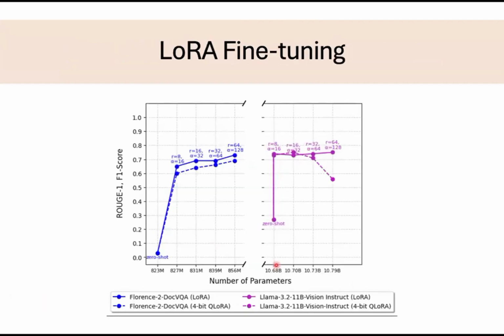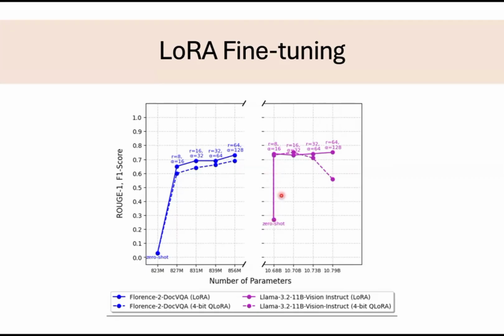In this graph, you can see that we have trained both the models with LoRA, the low rank adaptation, and also we tried to quantize them. The blue ones you can see are the Florence models, and the magenta ones are the Llama models. In the Florence one, you can see that when it was fine-tuned with the different rank and scaling factors, the performance shot up abruptly from zero shot to the better ones. And we can see it's quite increasing linearly. And finally, we have the depicted score as earlier.